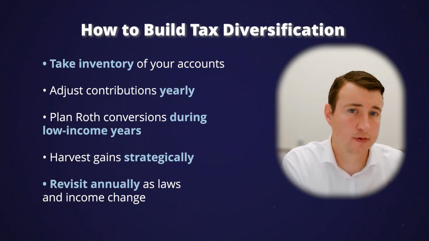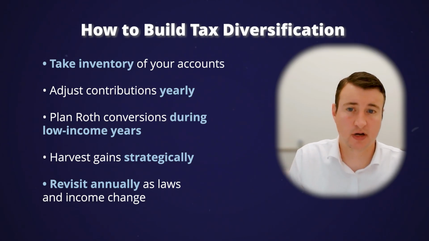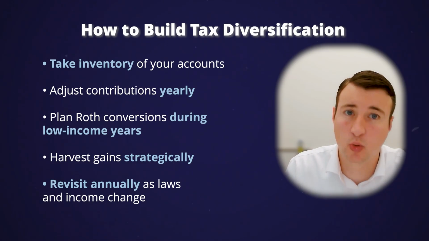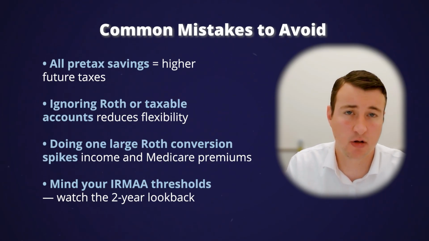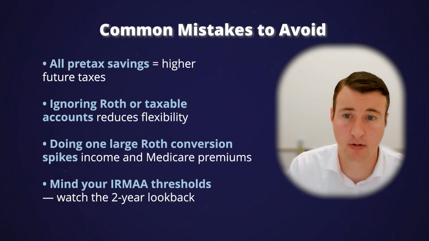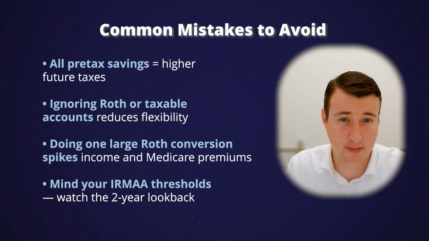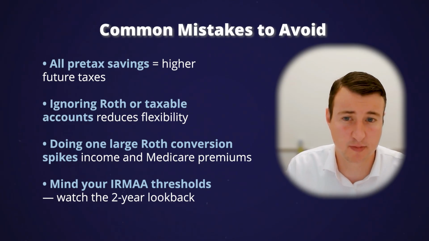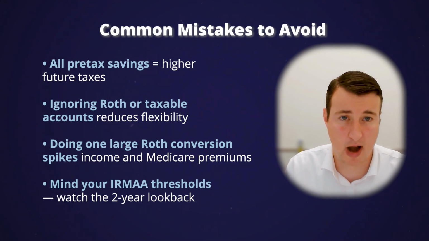And as you work through building up these tax diversified buckets, there are some common mistakes you're going to want to avoid. The first is having all of your money in pre-tax. Many high earners assume lowering taxable income today is always best. That can backfire when required minimum distributions and Social Security pile up later on. They also may be ignoring Roth options. Roth contributions and conversions are powerful, especially in low or moderate brackets.